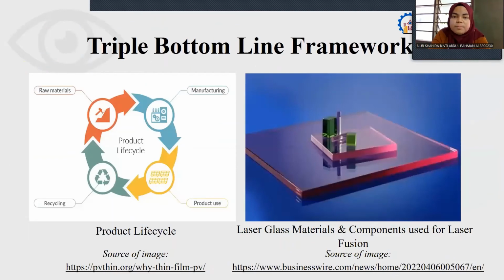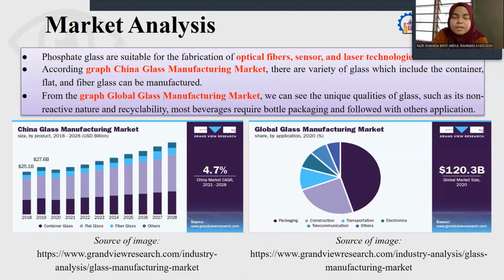This is the triple bottom line framework for product life cycle, and laser glass materials and components used for laser fusion. For the market analysis, according to the graph of the China glass manufacturing market on the left side, a variety of glass, including container, flat and fiberglass, can be manufactured. From the right side, we can see the graph of the global glass manufacturing market, and the unique qualities of glass such as its non-reactive nature and recyclability.